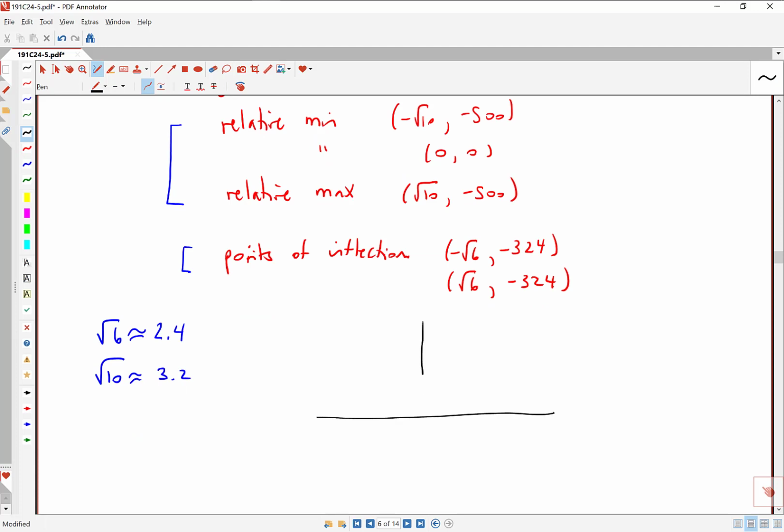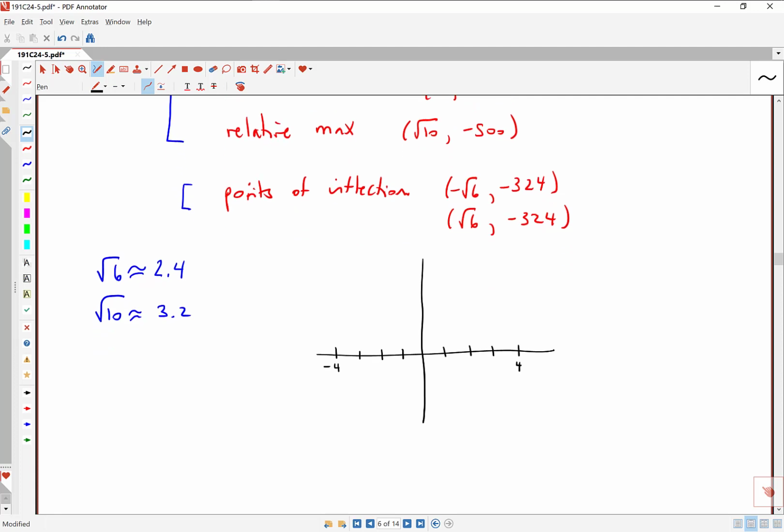So let's think about what scale we would like on our axes. Just scanning through the x values here, we're going to need to go as far as plus or minus root 10. So if we go about 4 units over in either direction, that should be perfect in terms of getting everything on there. And then in terms of the y values, we need to go down as far as negative 500, and really just up as far as 0. So all of the interesting stuff is happening below the x-axis.